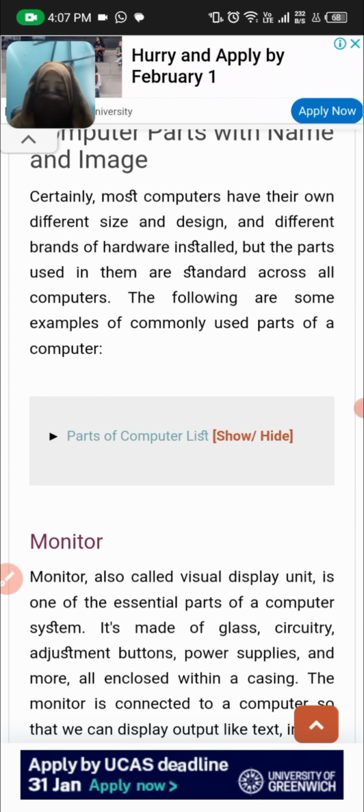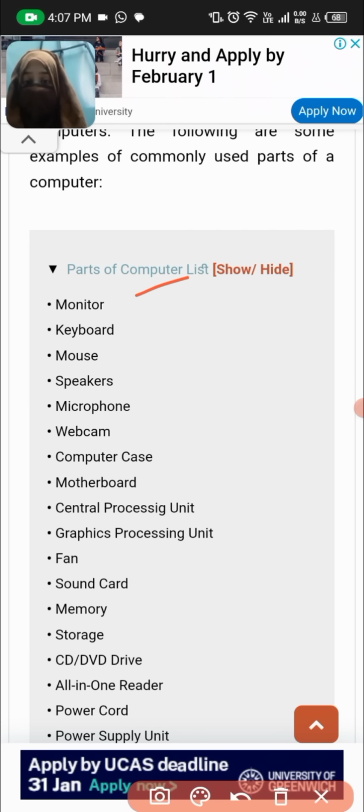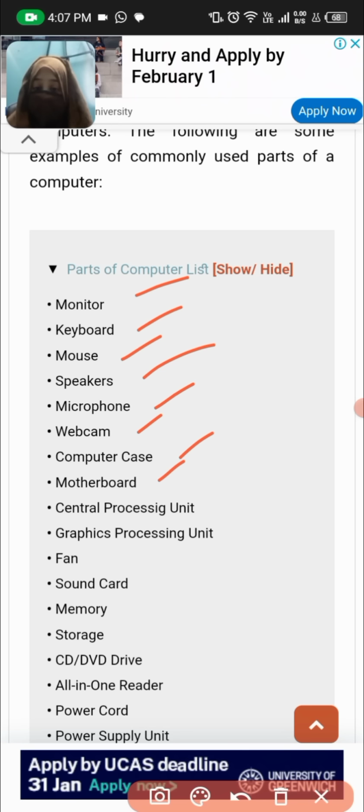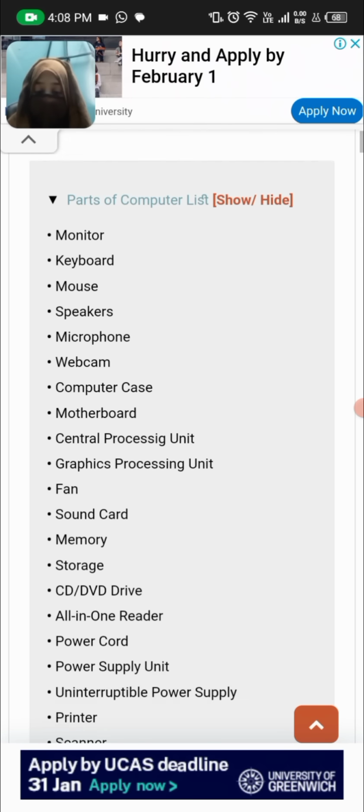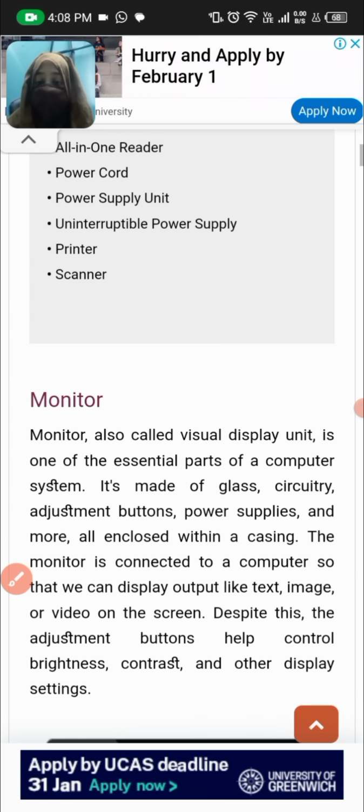Now, here is a list, parts of computer list, which is monitor, keyboard, mouse, speakers, microphone, webcam, computer case, motherboard, central processing unit, graphics processing unit. Here is a fan as well, sound card, memory, storage, CD drive, all in one reader, power cord, power supply unit, and uninterruptible power supply, printer, and scanner. All these devices are external devices and we can easily touch them, and we can see them as well.